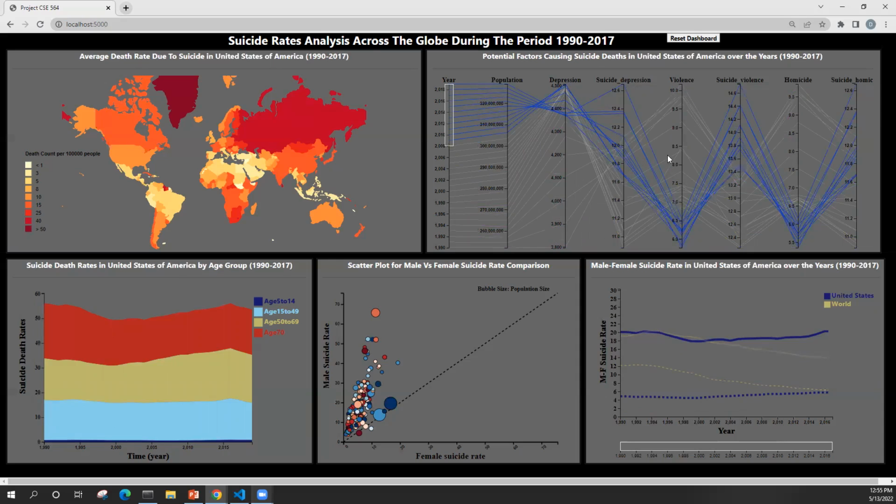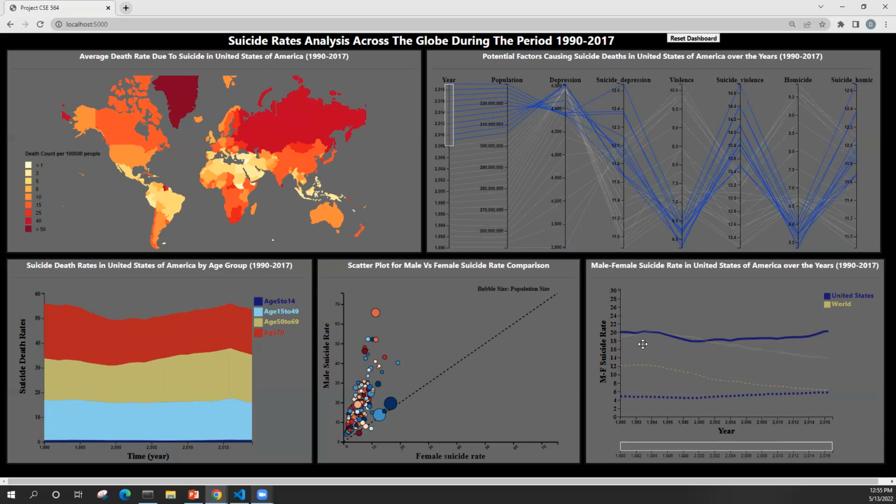Also, one interesting thing that we noticed here is that deaths from violence are very low in the United States and are half the suicide rate deaths. The same can be observed for homicide deaths. Suicide deaths are twice as common in the United States of America as violence and homicide.